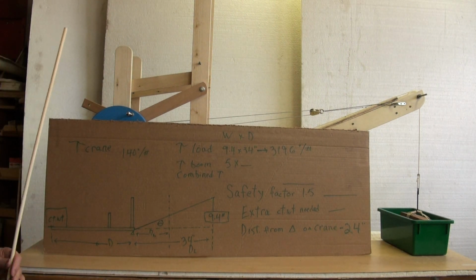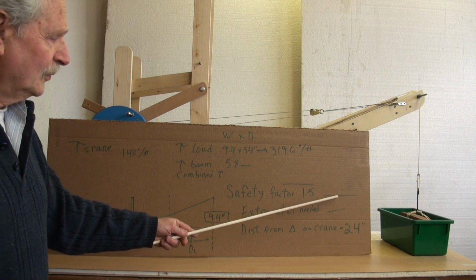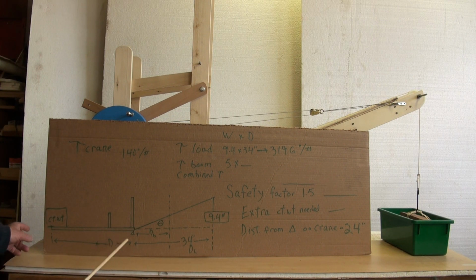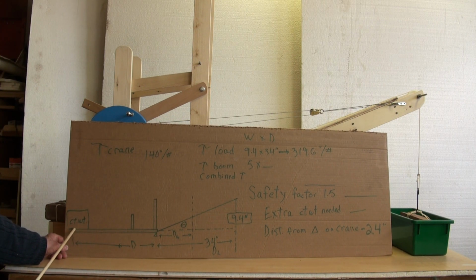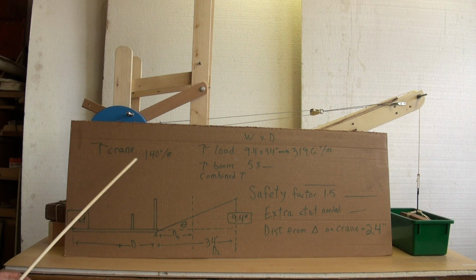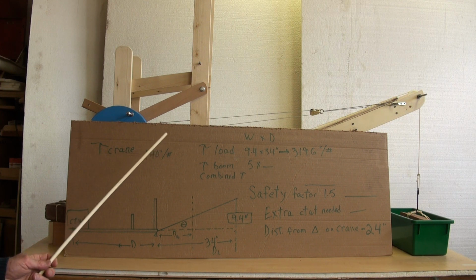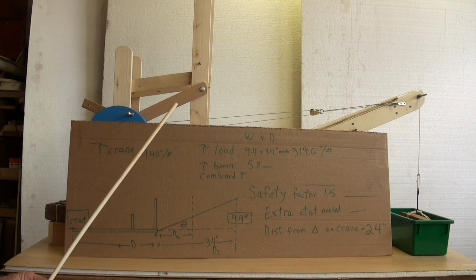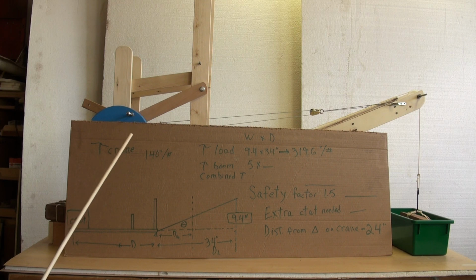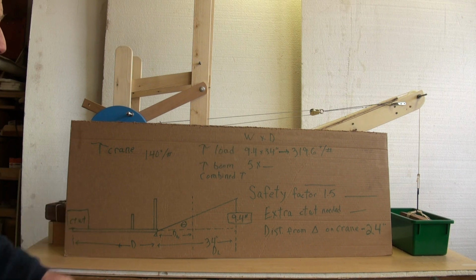So 400 times 1.5 is 600. So we need 600 on this side of the equation. The crane side, we need 600 inch-pounds, roughly. How much do we have? We've only got 140. That's a difference of 460 inch-pounds, not 460 pounds. That wouldn't make sense. Inch-pounds. So we need to get 460 inch-pounds. It's weight times distance, right?